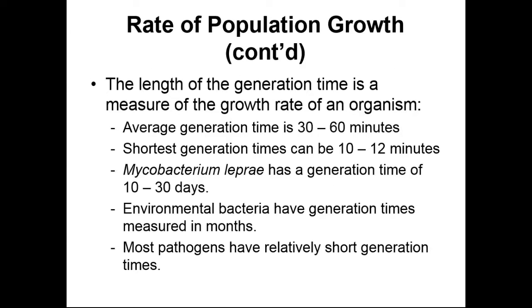Now, this rate of population growth can be measured via generation time. The generation time of an average microorganism is going to be between 30 and 60 minutes. The shortest generation times can be as low as 10 to 12 minutes. So every 10 minutes you double the number of bacteria or microorganisms within that population. Some microorganisms have notoriously long generation times. Genus Mycobacterium has a very long generation time.